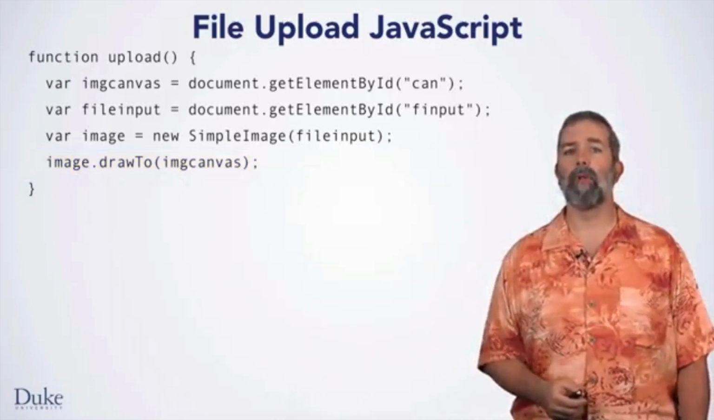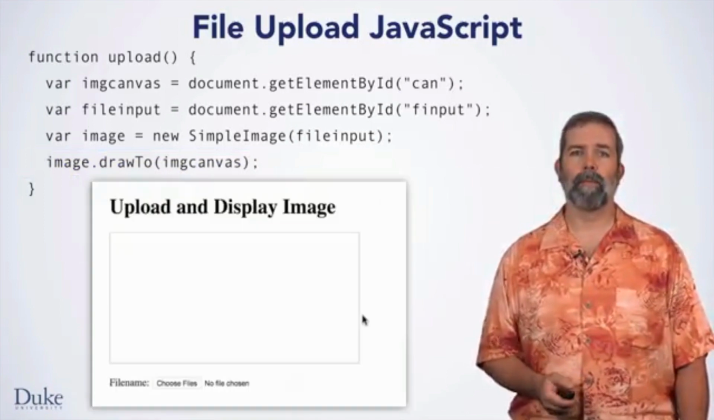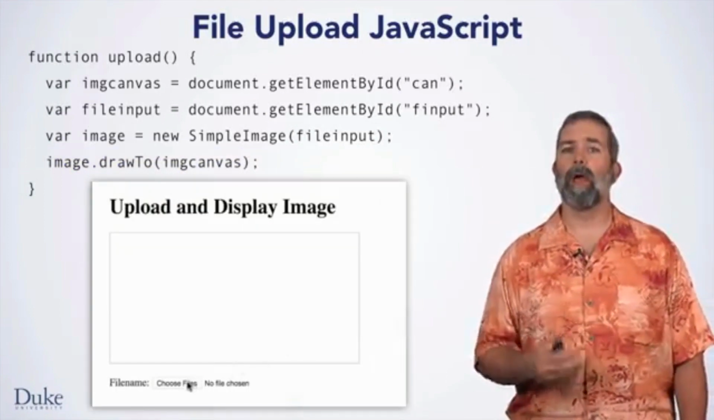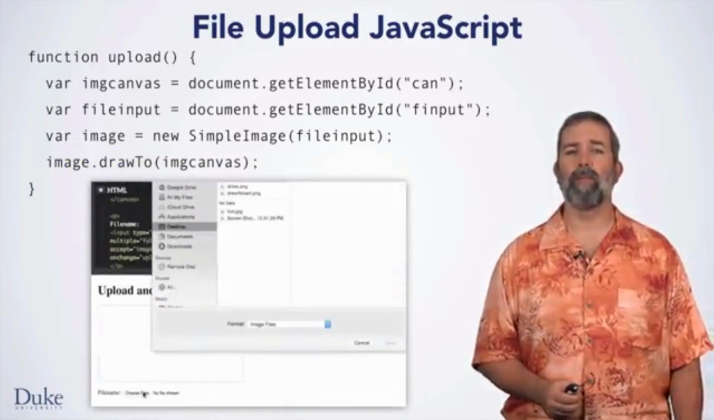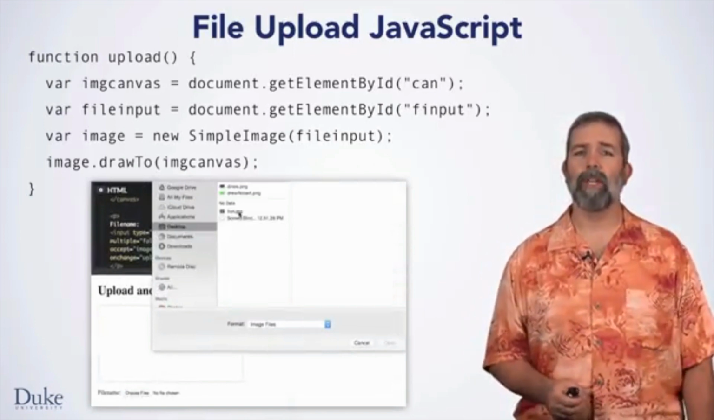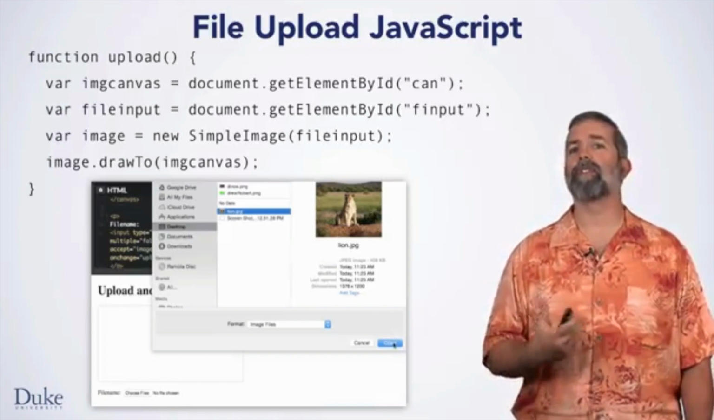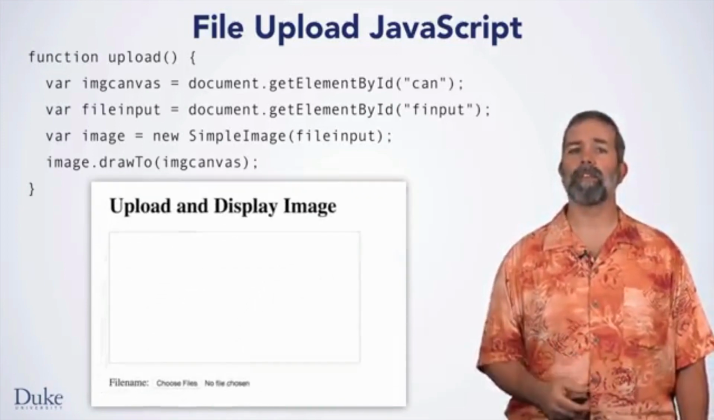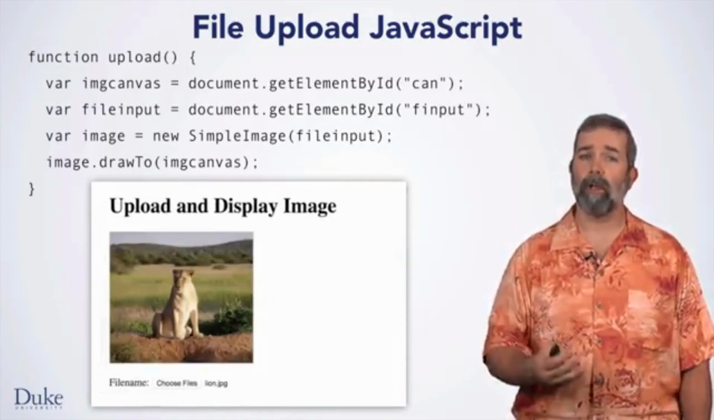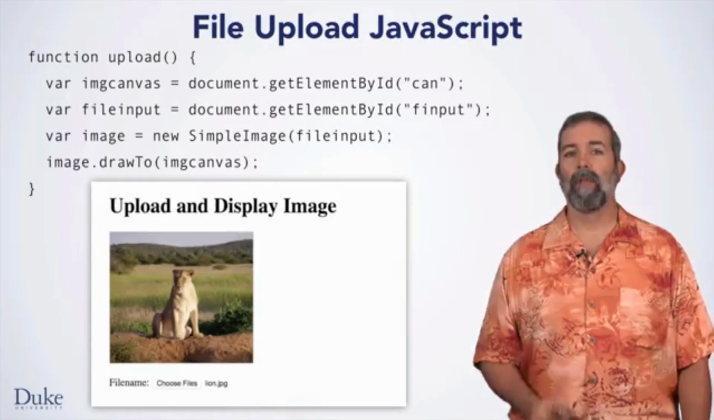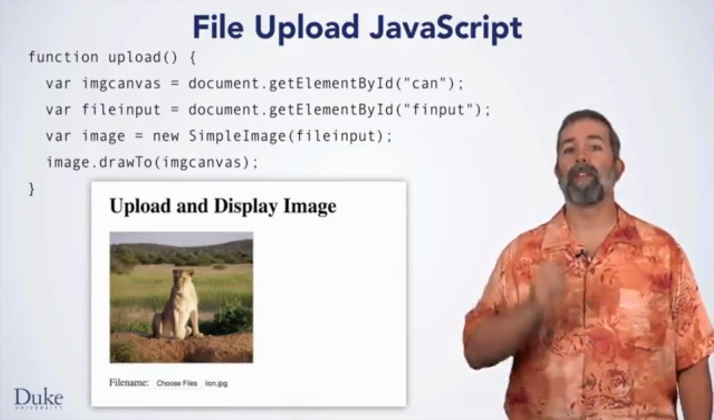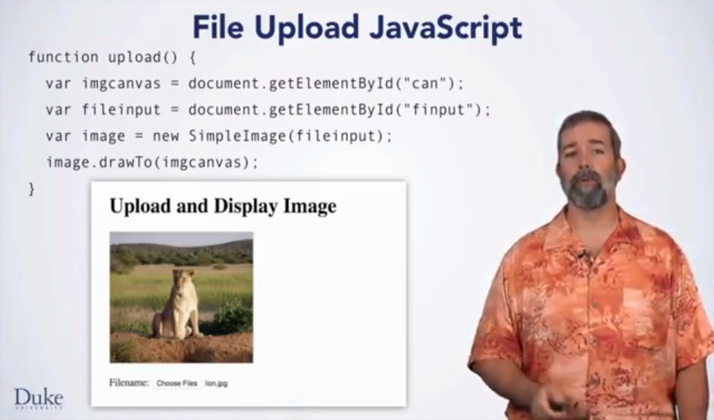Now let's see the upload function in action. As you can see, when lion.jpg is selected as file input, the file selector is changed and the onChange event handler is triggered. For this event, that is the upload function, which displays the selected image on a web page by drawing it to an HTML canvas. Now you can create web pages that allow users to upload images too.